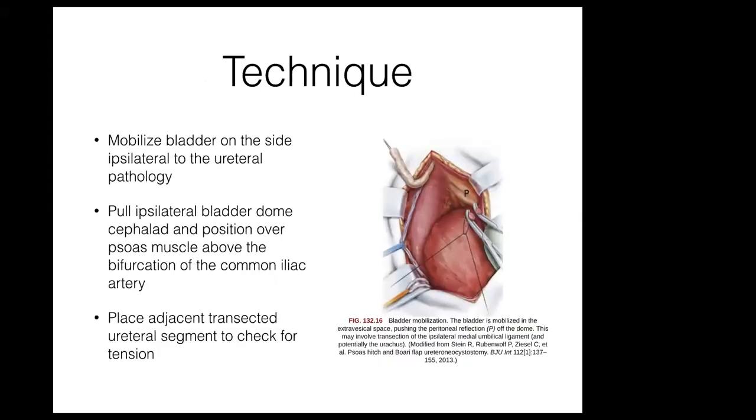Onto the bladder, you mobilize the bladder on the side ipsilateral to the ureteral pathology. You pull the ipsilateral bladder dome cephalad and position it over the psoas muscle above the bifurcation of the common iliac. And then you place the transected ureteral segment adjacent to it to check if it will allow for a tension-free anastomosis.